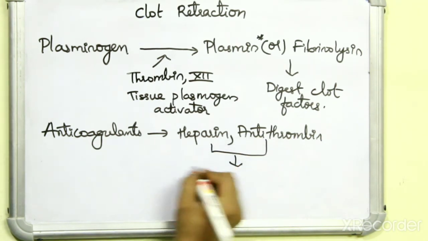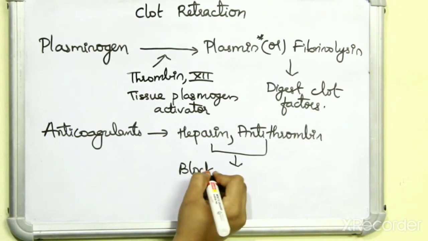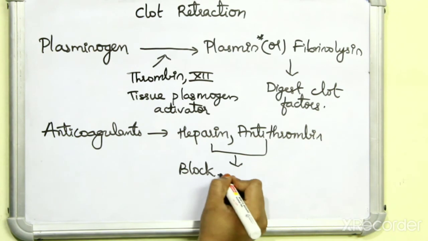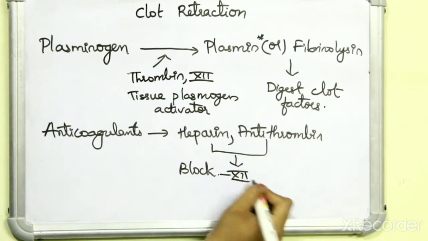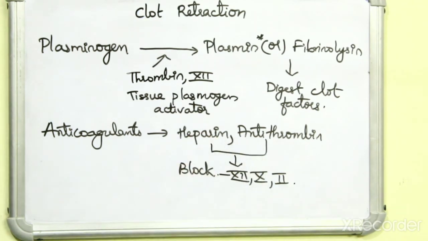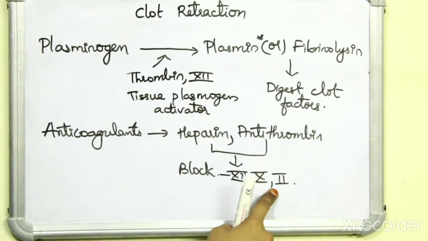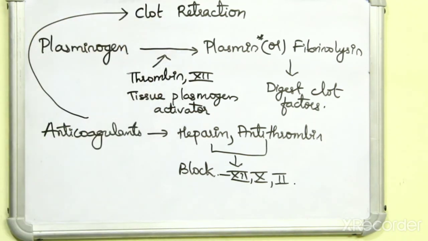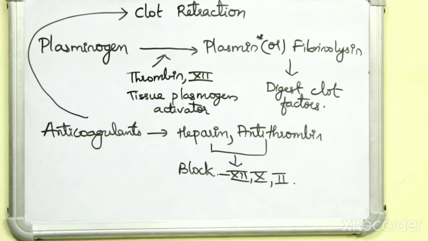The factor numbers you can write here. They block factor numbers, you have to remember them: 12, and also they inhibit 10, and also they inhibit 2. So on the whole they stop clot formation. Indirectly they help in clot retraction. So this is about blood clotting or hemostasis.